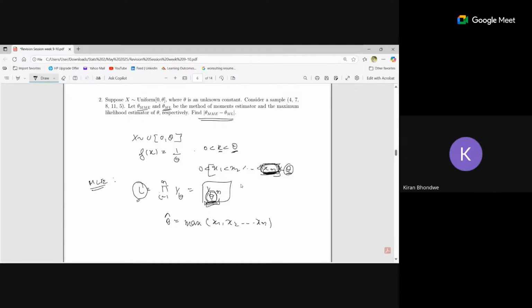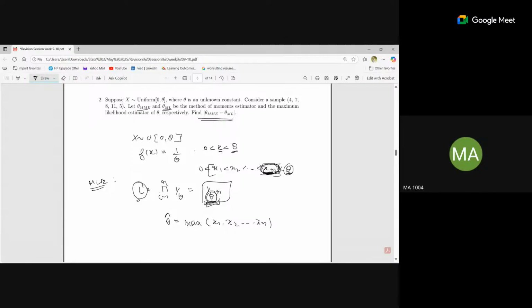Isn't xn the maximum value among all the x values? If we put that in place of theta, then our value will be the least instead of the most. As per the sample, 4, 7, 8, 11, 5, 4 is the best value I will take. That will make it the highest.